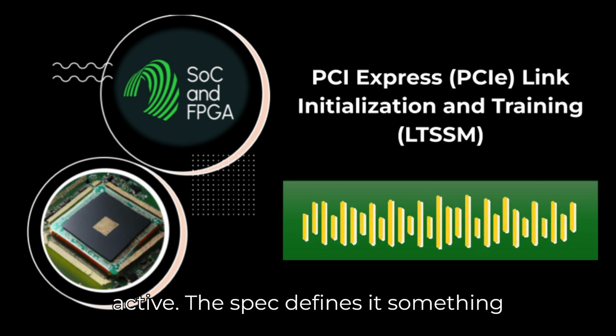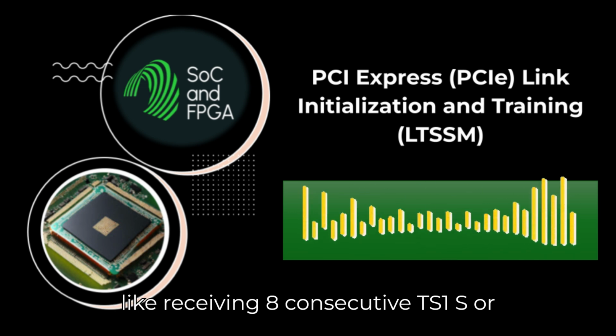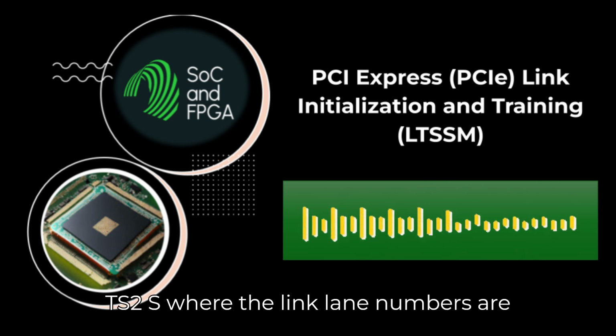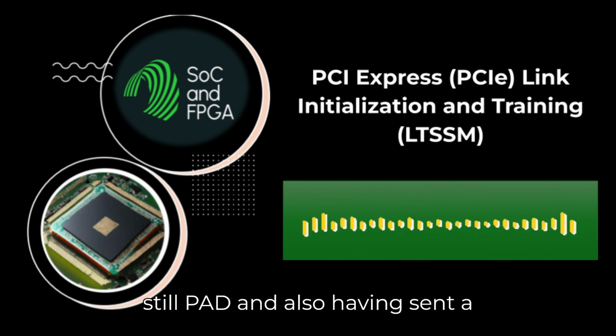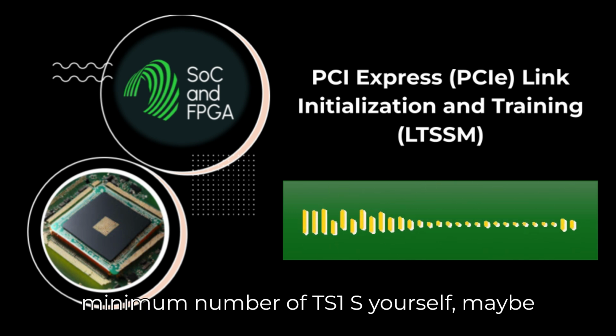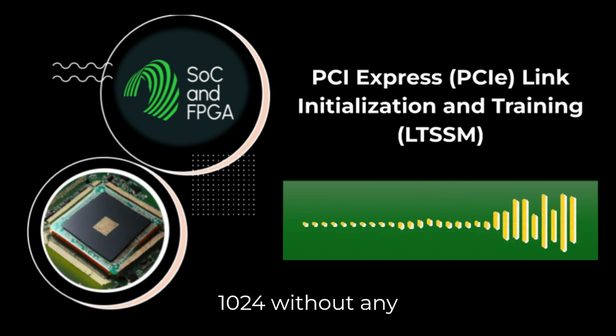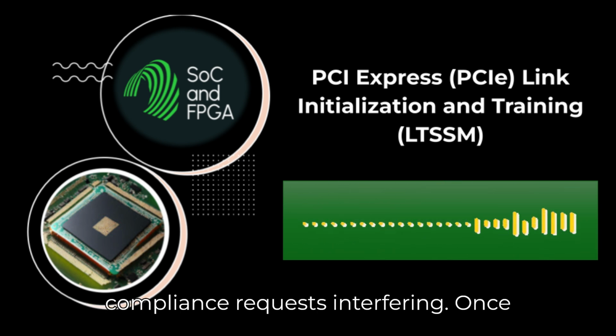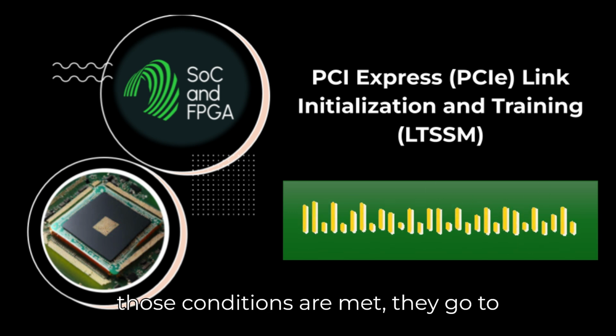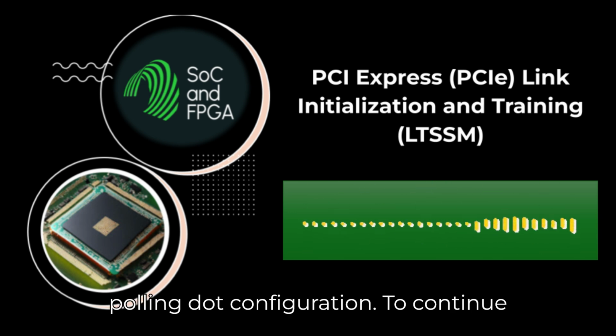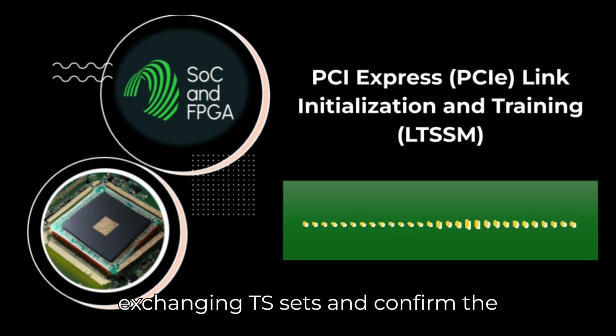The spec defines it, something like receiving 8 consecutive TS1s or TS2s where the link and lane numbers are still PAD, and also having sent a minimum number of TS1s yourself, maybe 1024, without any compliance requests interfering. Once those conditions are met, they go to Polling.Configuration to continue exchanging TS sets and confirm the parameters.